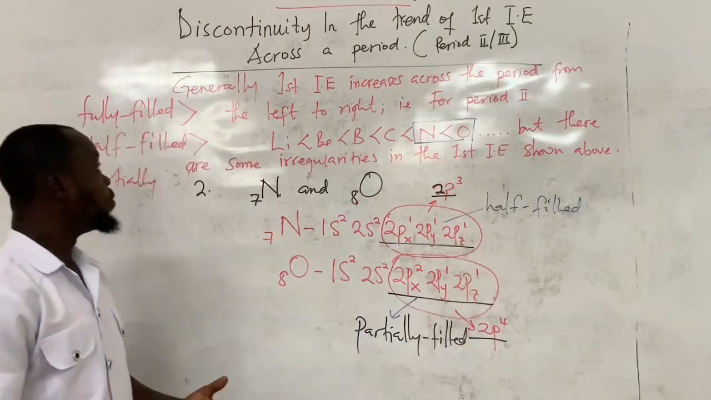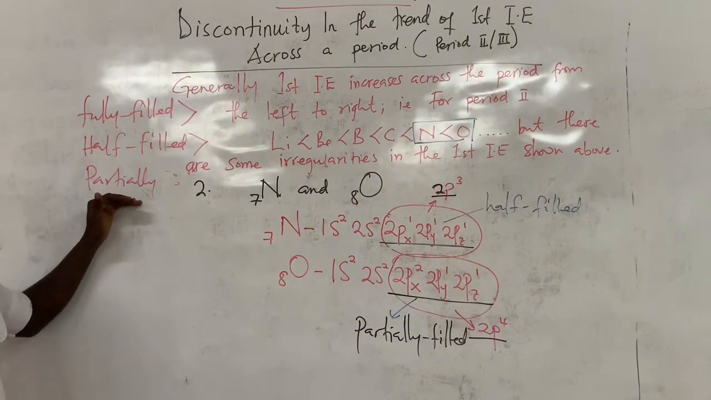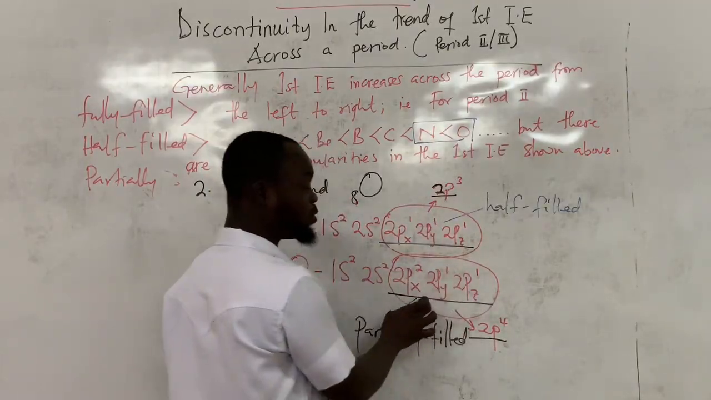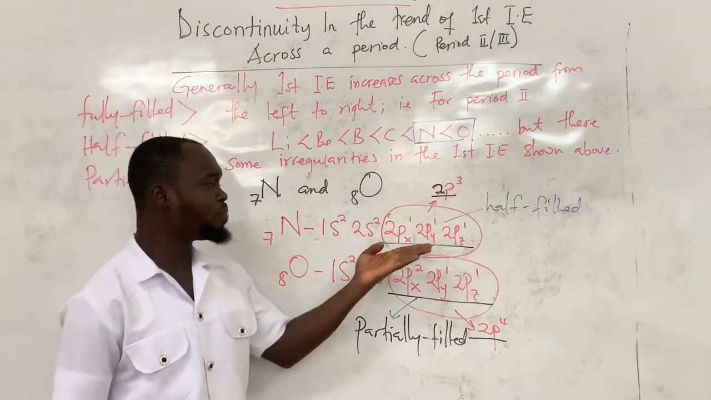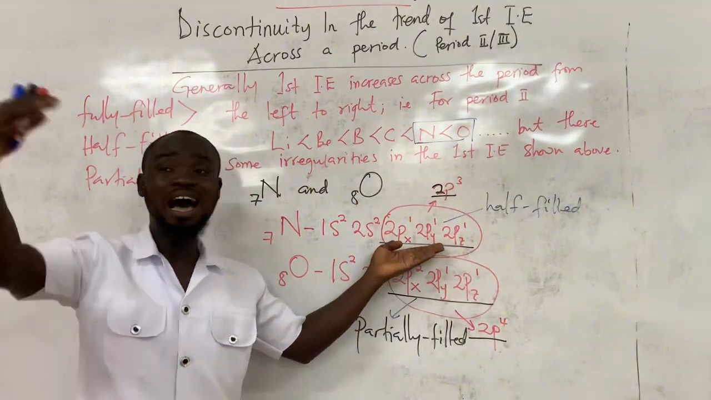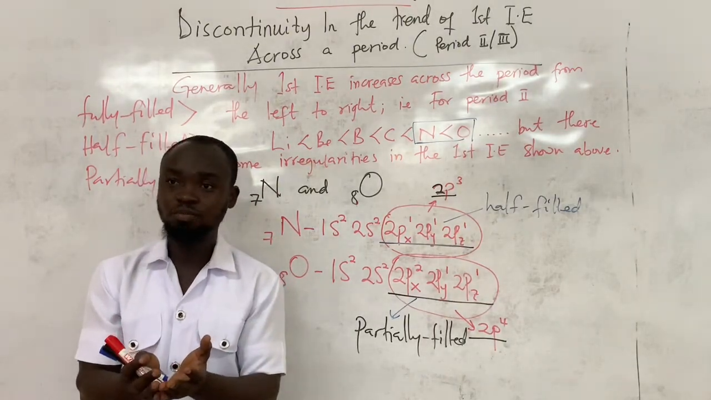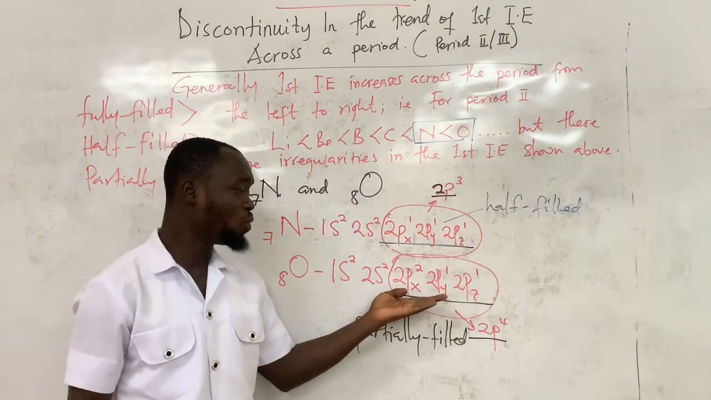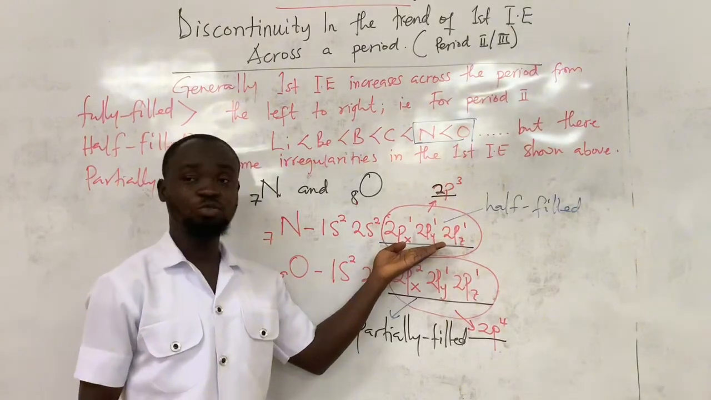And what did we say? We said that fully filled is greater than half filled in terms of stability, and half filled is also greater than partially filled in terms of stability, meaning that this half-filled orbital arrangement here is more stable than the partially filled here. So the energy that we need to remove an electron from this half-filled atomic orbital will be high because of the stability of the electron arrangements in the orbital compared to the stability we have here. So here we require a lesser energy compared to the energy that we use here.